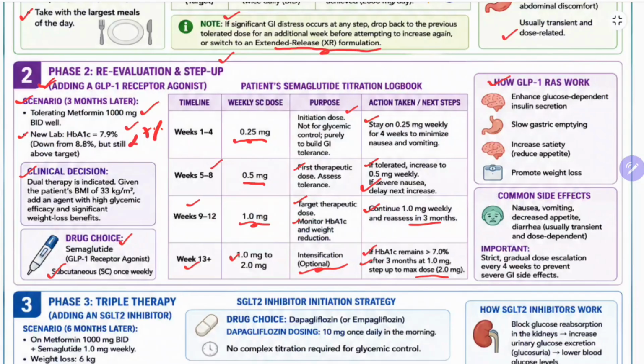So already we know how GLP-1 agonists work. They enhance glucose dependent insulin secretion, they slow the gastric emptying time, and they cause increased satiety. They promote weight loss. Common side effects are nausea, vomiting, decreased appetite, diarrhea, which is usually transient and dose dependent. So the important thing is strict and gradual dose escalation every 4 weeks to prevent severe GI side effects.